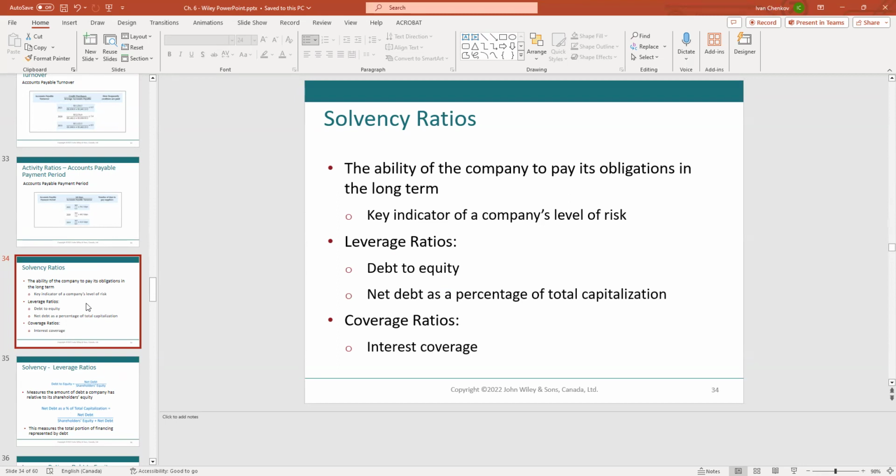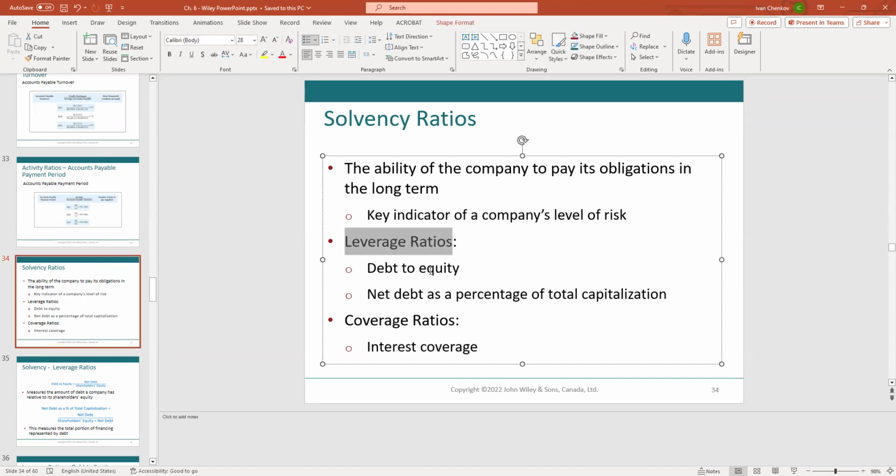Let's see now the solvency. What will be the solvency here? Solvency is the ability of the company to pay its obligations in the long term. So what are we going to chase here? We're going to chase the leverage ratio and coverage ratio. What's the leverage ratio? Debt versus equity. Debt to equity. One thing I want you to remember.